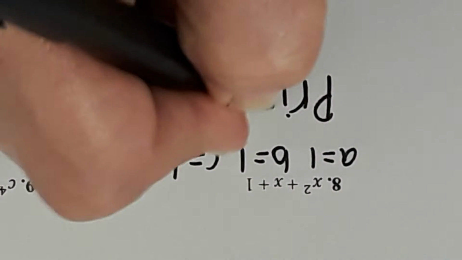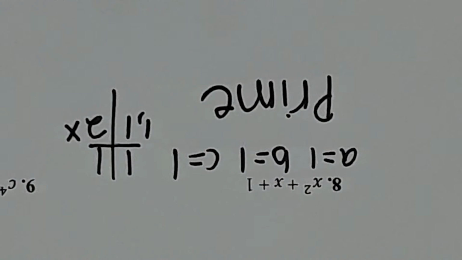This is what we call a prime one, because it cannot be factored. So if we wanted to solve it, we would have to use the quadratic formula. And it also means that our roots, our zeros, are not real. Anytime you get a prime one, it means our solutions are not real, and this one will never cross the x-axis.